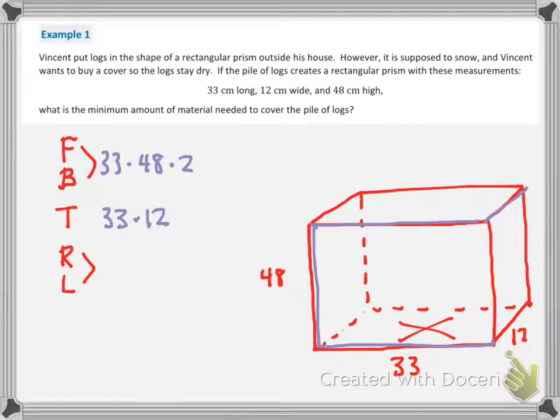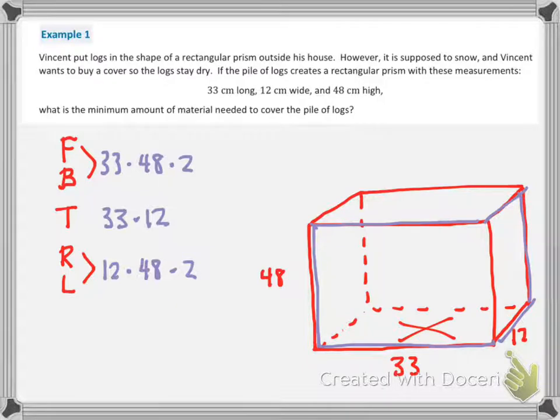No bottom, so we'll leave that. We're not going to multiply by 2 because we don't have a bottom. And then the right side is a 12 by 48. So this is 12 times 48, and we will multiply by 2 because we want the left side as well. All right, and then we're going to use the calculator again, some big numbers here.